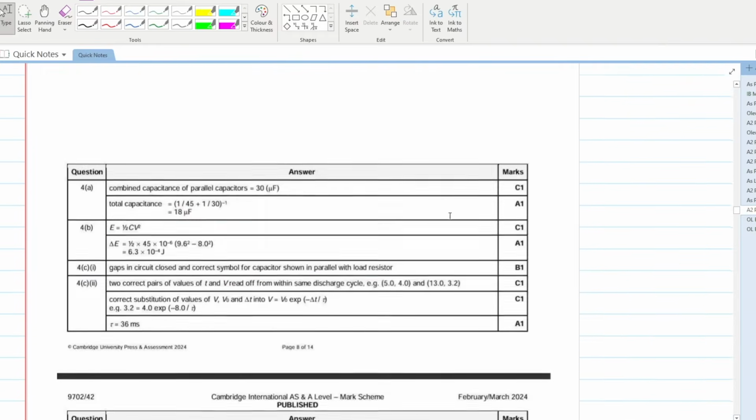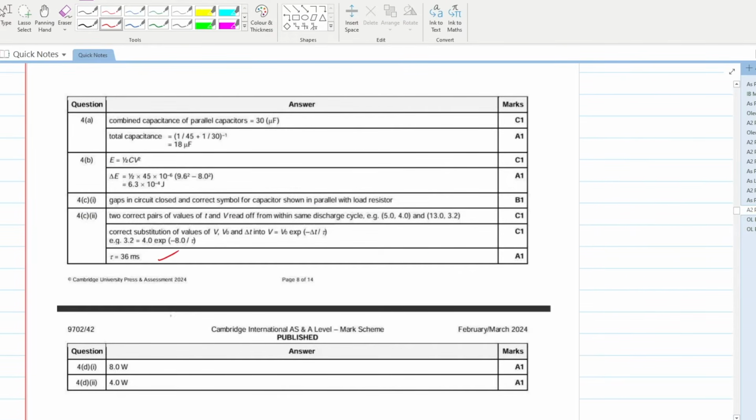This is what I think. Let's confirm the answer. Yes, 36 milliseconds is correct. Why is 36 milliseconds coming here?